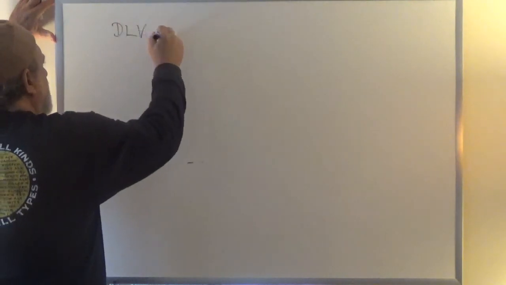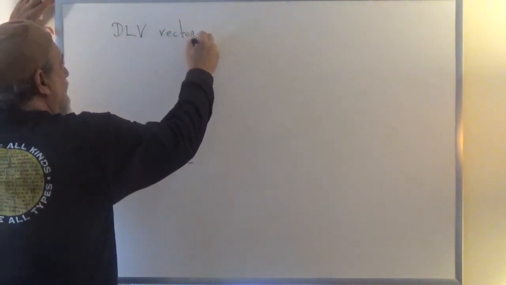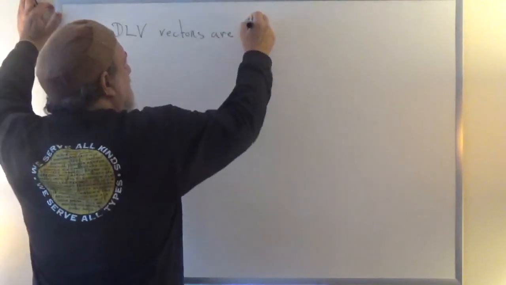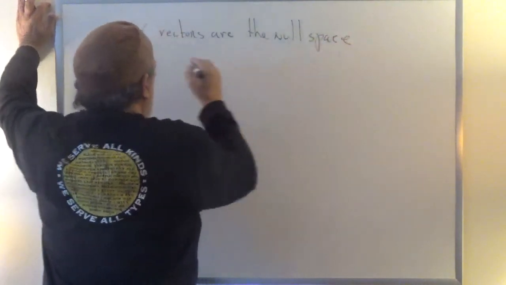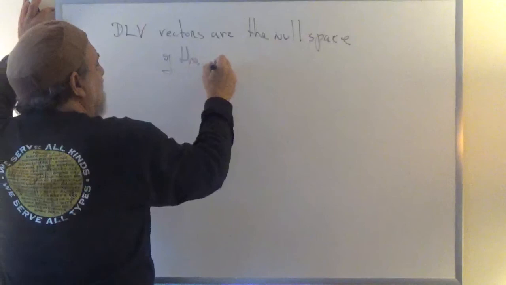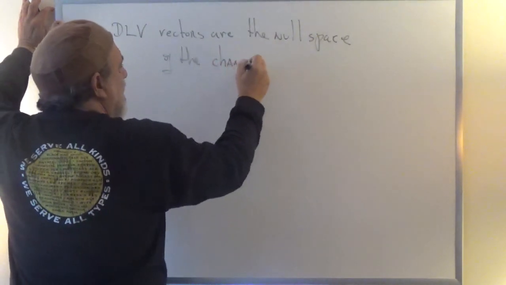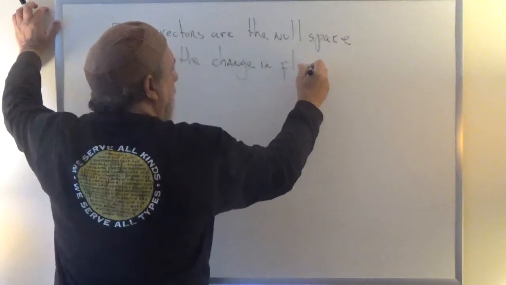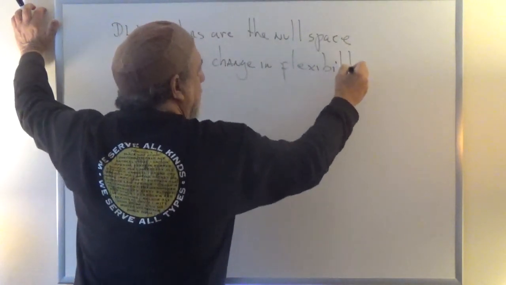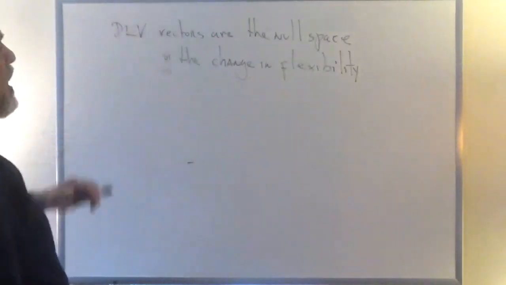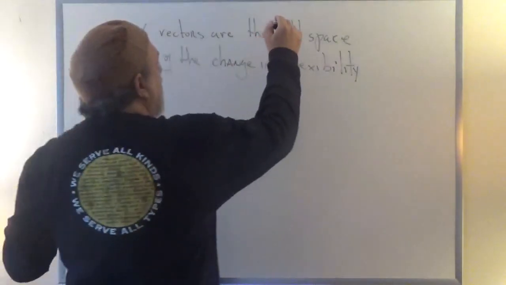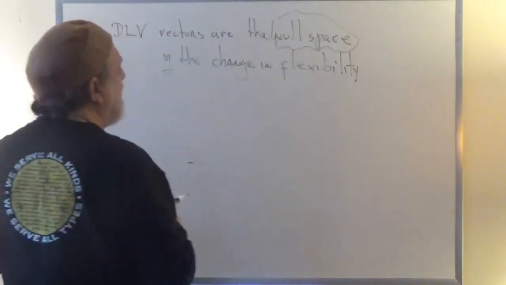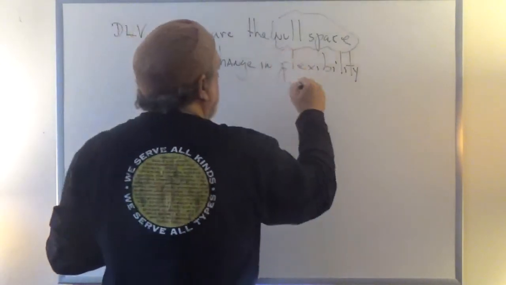So DLV vectors are the null space of the change in flexibility matrix. So let's clarify. First, as far as technical terms here, there is the issue of null space, and then there is the issue of flexibility, right?